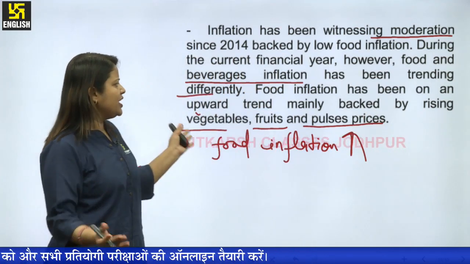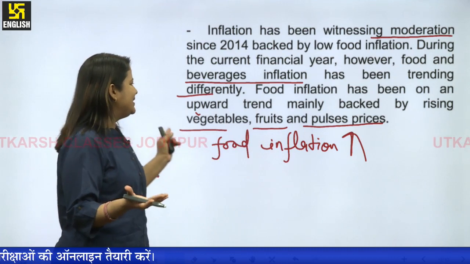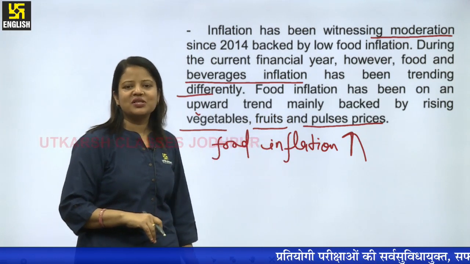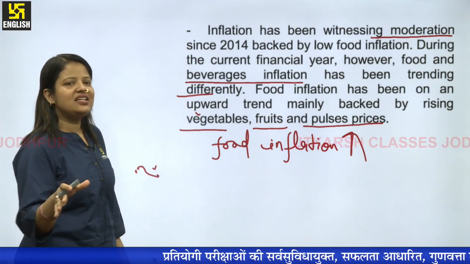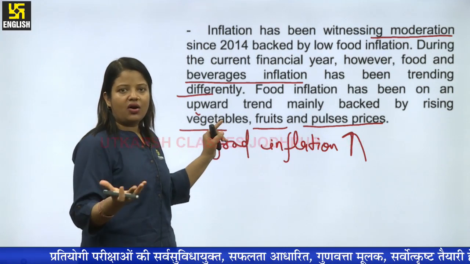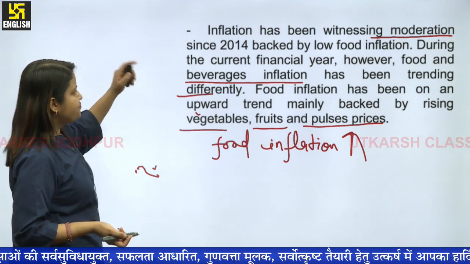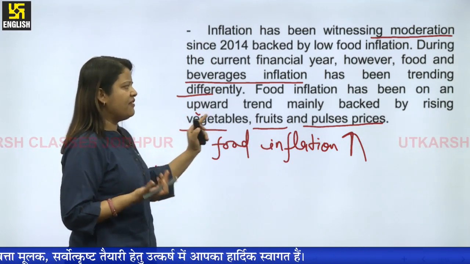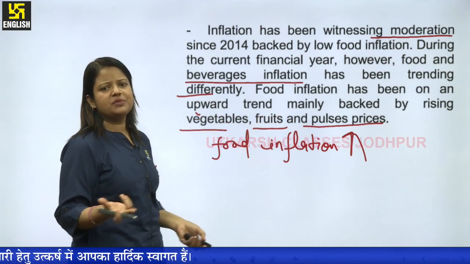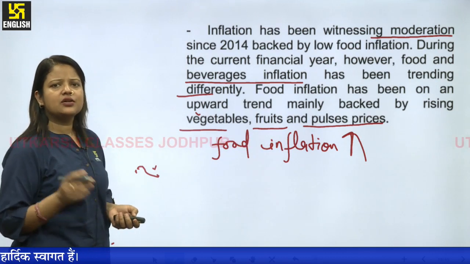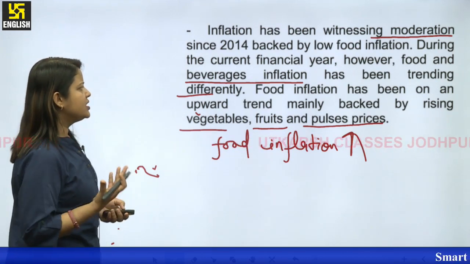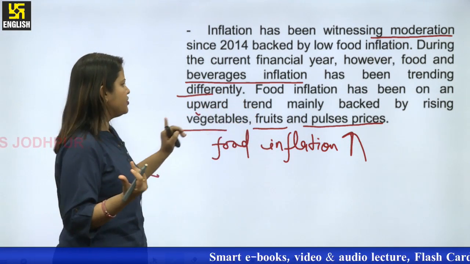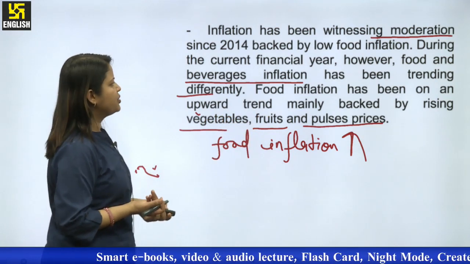So this is not a very unique thing. We have seen in the daily economy that vegetable prices, fruit prices and pulses prices increased a lot, and it was highly visible in the price of vegetables like onion. So if you are asked what the reason was for the upward trend in inflation, which factors backed it, the answer is vegetable, fruit and pulses prices.